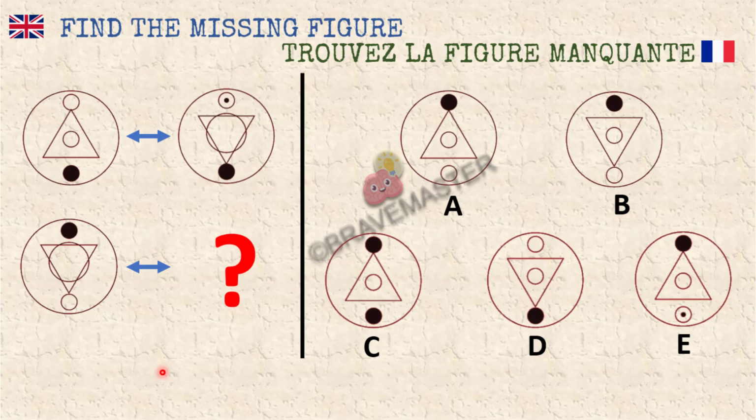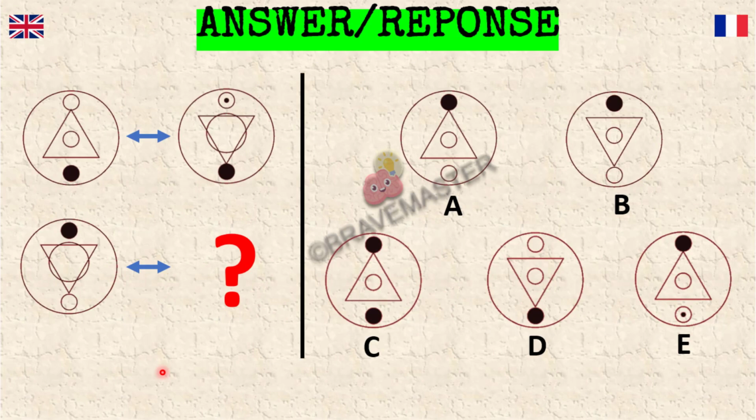Okay, 1 minute has passed and it's time to look at the correct answer. Right, this logic is a little bit strange, I must admit, but just notice that here you have the triangle with a little circle inside. Here you have the reverse triangle with a big circle inside. Here you already have the reversed with a big circle, so we would expect the opposite here.